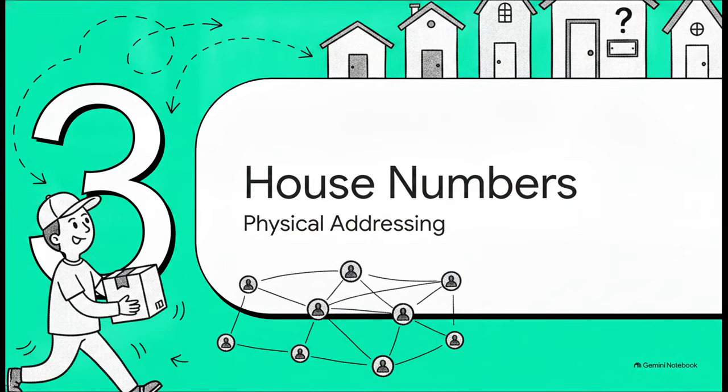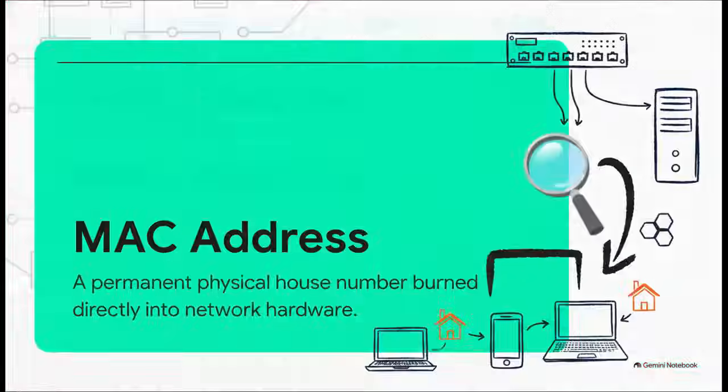Okay, on to our third major concept, house numbers, also known as physical addressing. Even with perfect boxes, our courier still needs to know exactly where to go. So Layer 2 relies on physical addressing, specifically the MAC address. A MAC address is a permanent, entirely unique physical house number that is burned directly into your device's network hardware by the manufacturer. Unlike IP addresses, which can change depending on what network you connect to, your MAC address is completely unchangeable. It guarantees that local network switches know exactly which specific machine gets the frame.